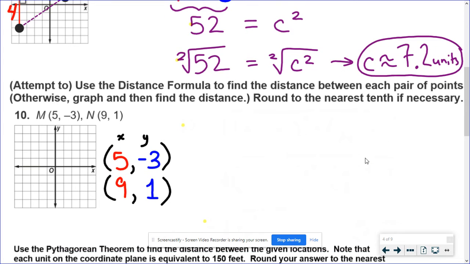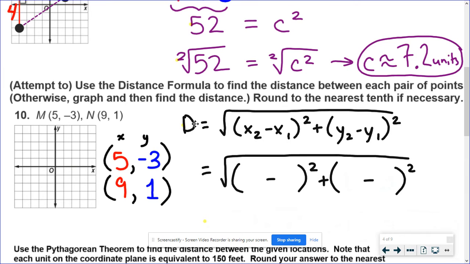Now, for those of you looking for the challenge, you can come to number 10. If you want, you're welcome to skip to the backside problem. Attempt to use the distance formula. Now, we've seen this, but it's been quite a while. Whoa, Mr. Callan, what's going on?